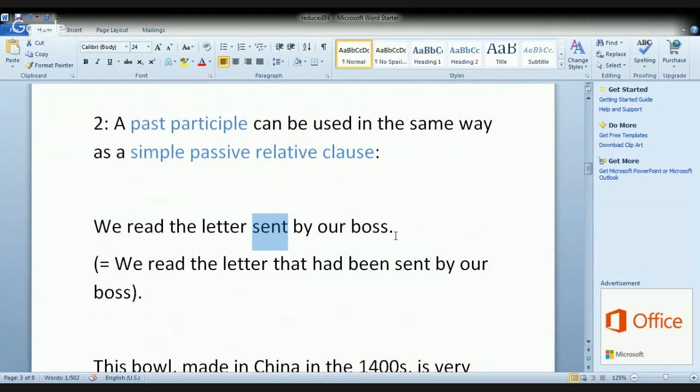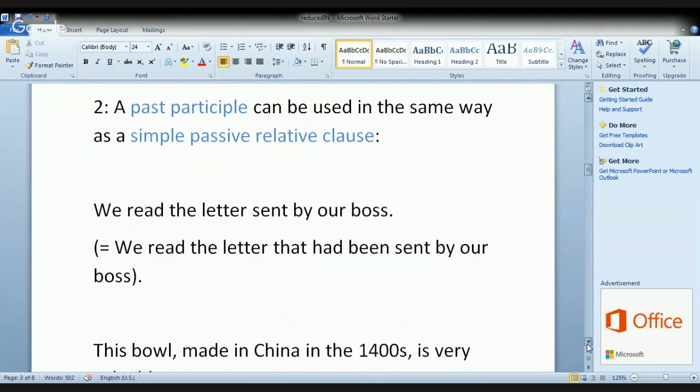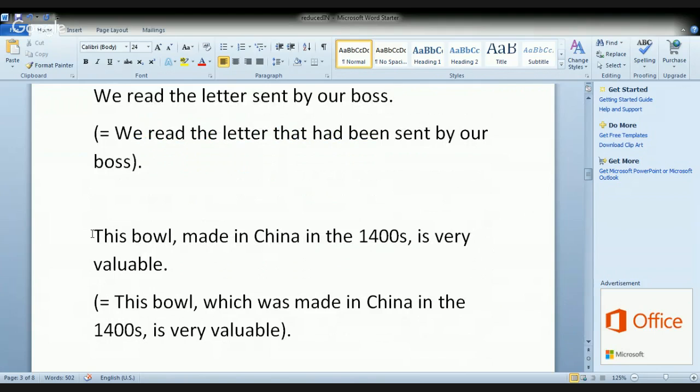Your boss is probably important, so you should always mention your boss. But the important part is first that you read it and that it was sent by your boss. So again, we're focusing on the actions here. For example, this next one: "This bowl made in China in the 1400s is very valuable." That has the same meaning as "This bowl, which was made in China in the 1400s, is very valuable."